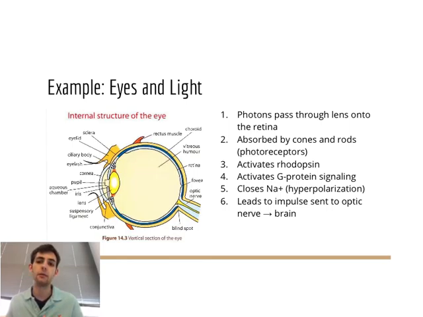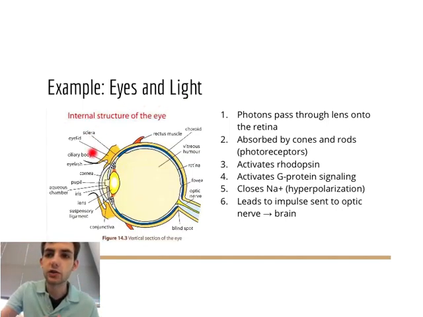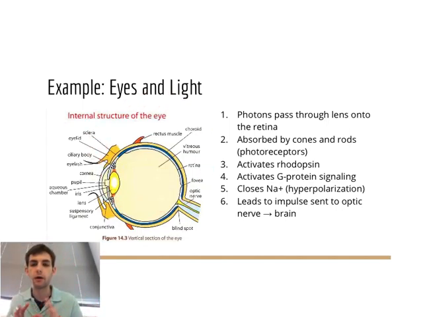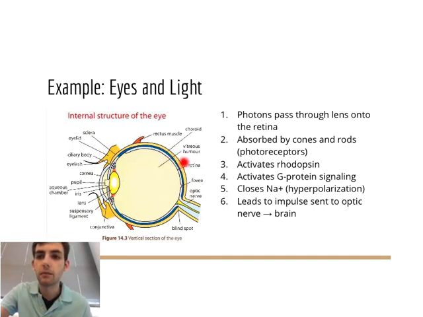Now to give you an illustrative example of how the human body is able to receive an external signal, pass that signal to the brain, and then cause a response. If we're talking about eyes and light, here's the basic structure of the eye. Don't worry about knowing the different parts of the eye. Photons, those excited light particles, are going to pass through the lens, and that is going to then reflect onto the retina back here.